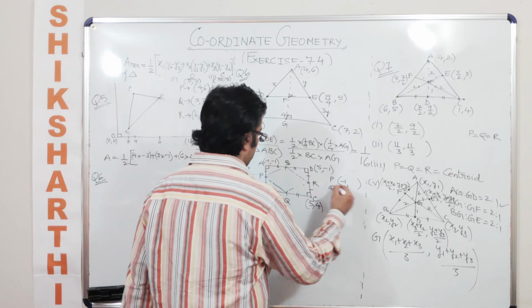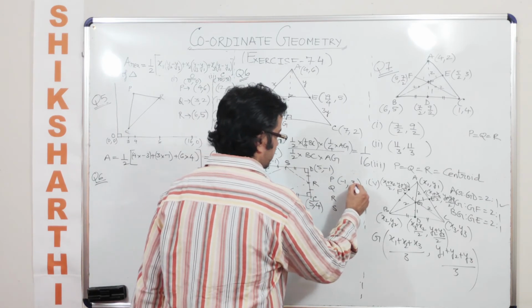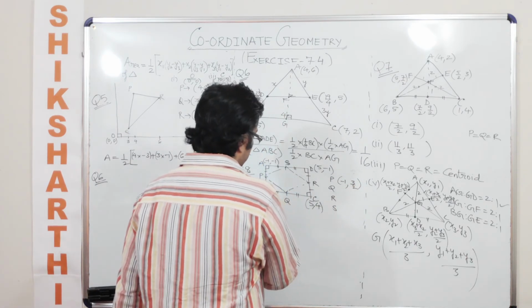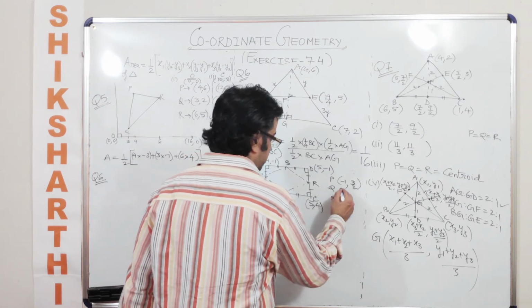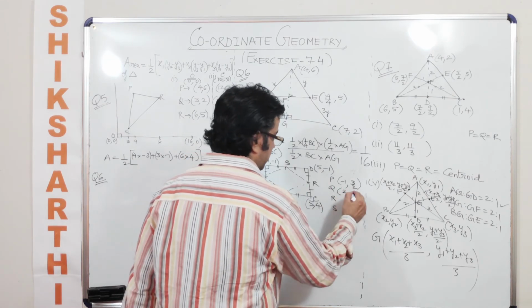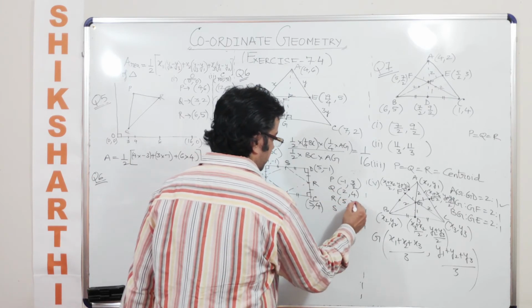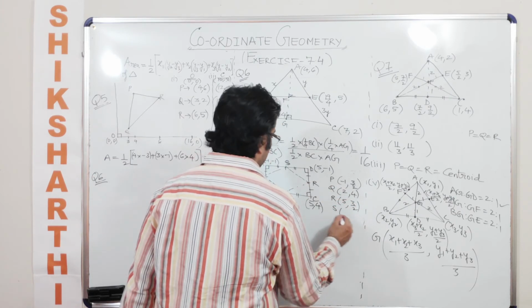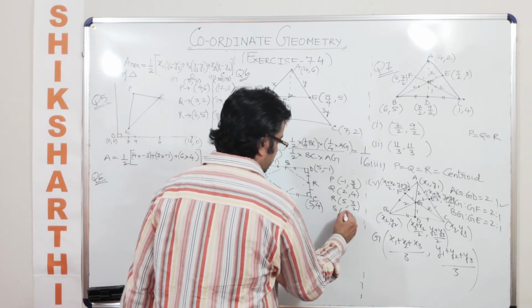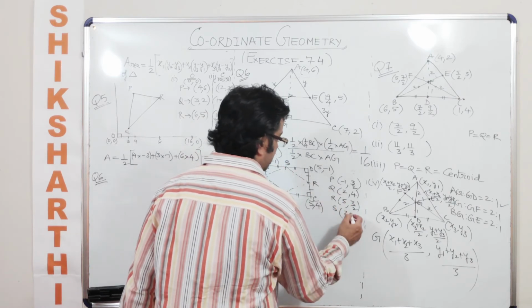Minus 1, comma, 3 by 2. The coordinates for Q would be what? 2, comma, 4. For R, it will be 5, comma, 3 by 2. And for S, it will be 2, comma, minus 1.